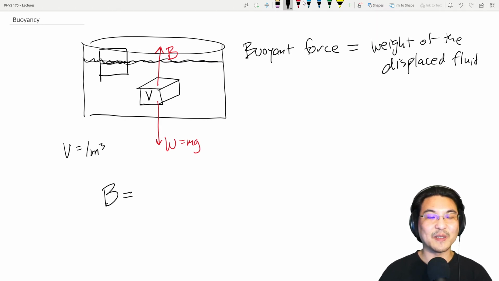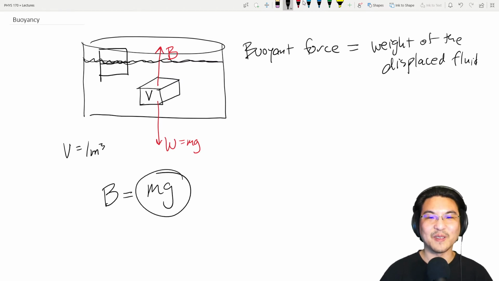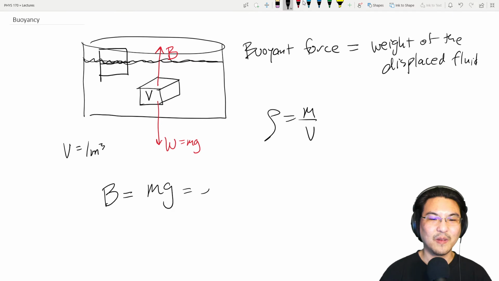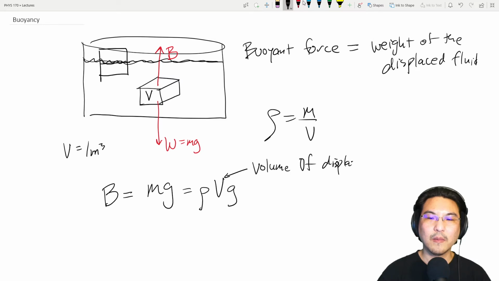It's the weight of the displaced fluid, which is the weight of the water that's displaced. What mass of water is displaced? Remember, density is mass per volume, so mass is density times volume. But this would be the volume of the displaced water. In this case, that would be half a cubic meter, and then this would be the density of the water in this tank.